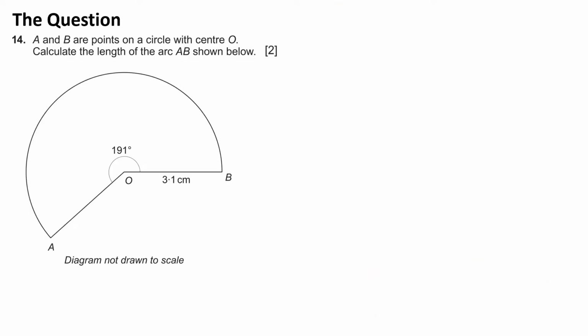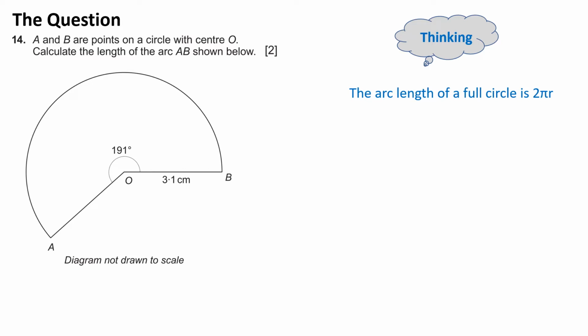And here is the question. A and B are points on a circle with centre O. Calculate the length of the arc AB shown below. So what is our thinking on this? Well, it's a 2-mark question, so hopefully not too much thinking.